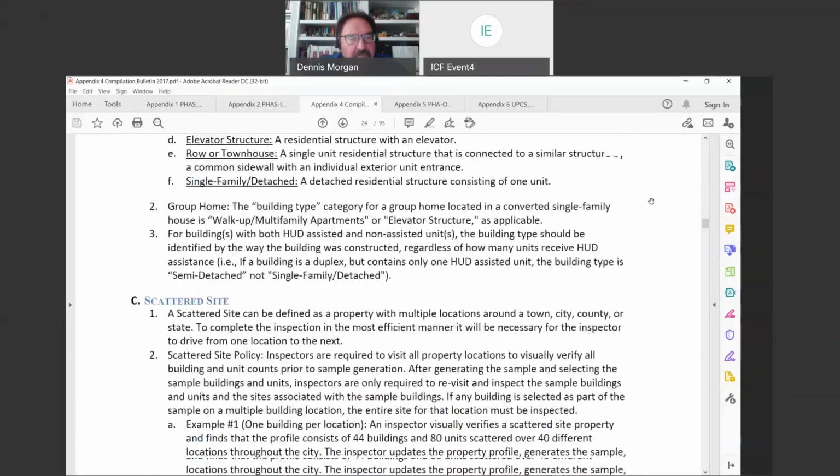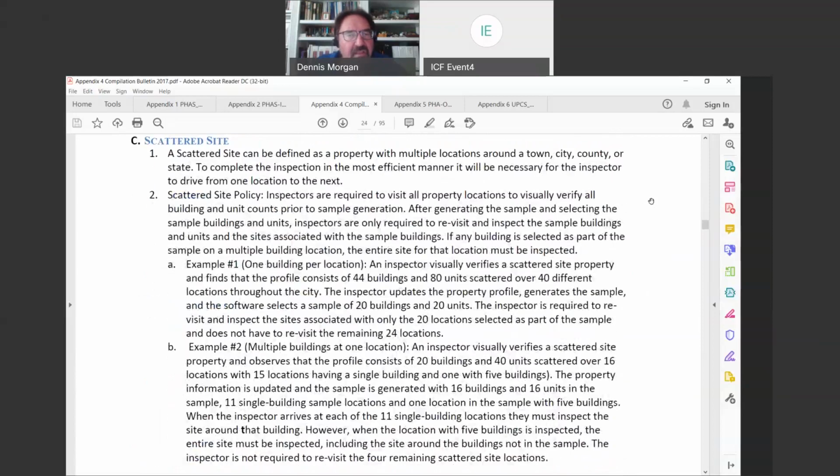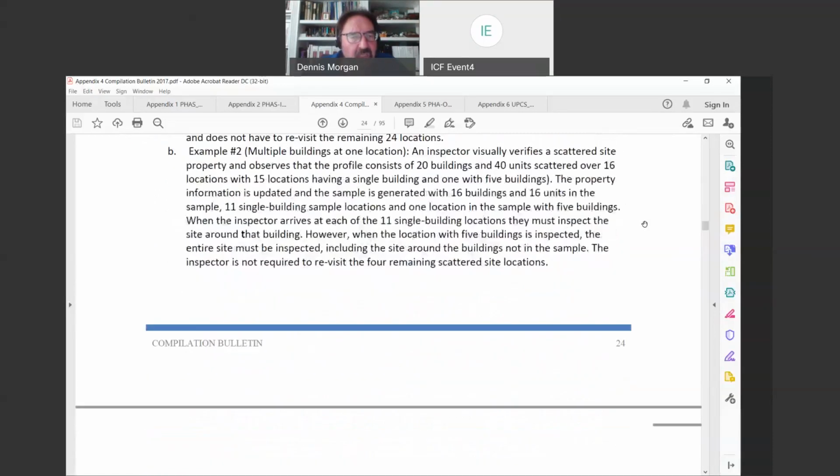Now for scattered sites, this changed some of the protocol. Scattered sites also says that he will validate the scattered site, but then on the scattered site, if the building is part of the systems or the unit is part of the systems, then that scattered site is subject to the inspection.